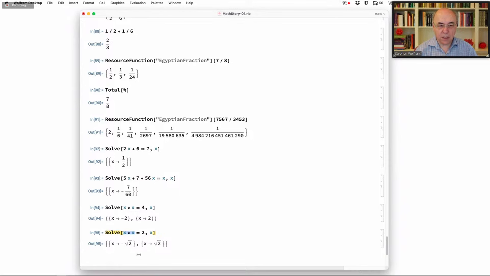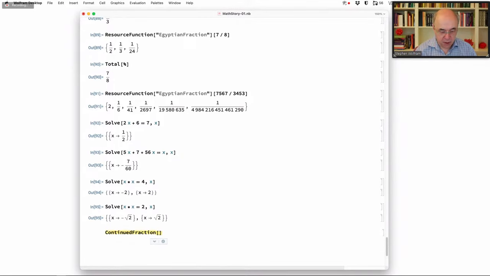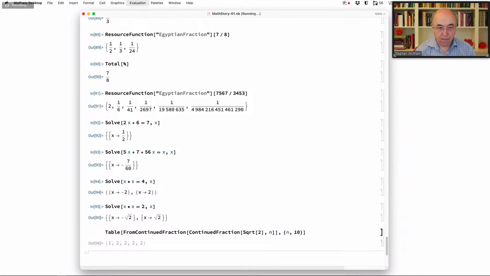Let's try and approximate it. I'm going to use a tricky fancy thing because I know how to do it. And actually, I might talk about continued fractions, which were another way of representing numbers that became popular later on.